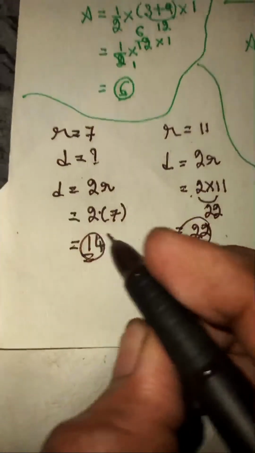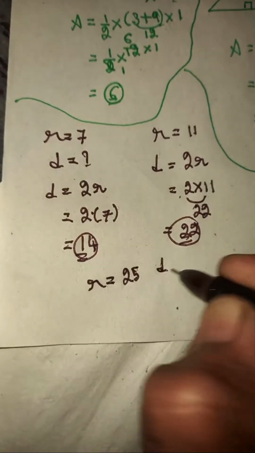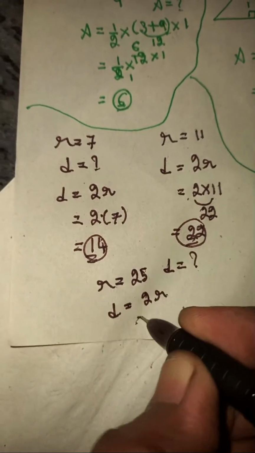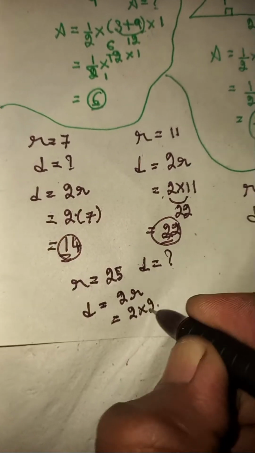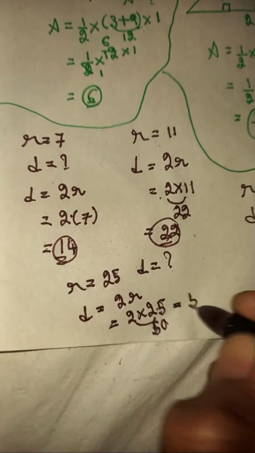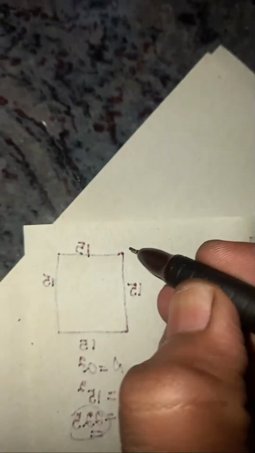Even one more problem. Here the radius equals 25 units. What's the diameter? Diameter is 2 times the radius. So it is 2 times 25. 2 times 25 means it's going to become 50 units. That's the diameter. Now I'll tell you how to find the area of a circle.